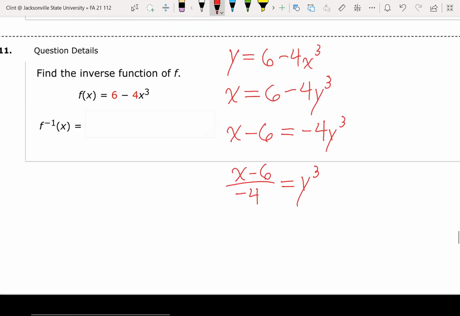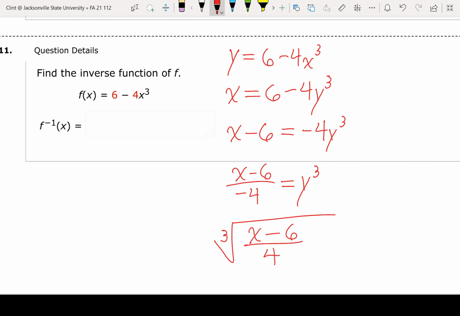Get rid of that third power. You can take the cube root. Cube root of x minus 6 over negative 4. That is y, or you could also call it f inverse.